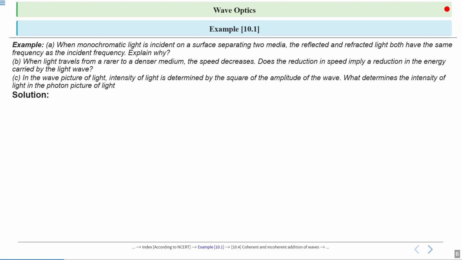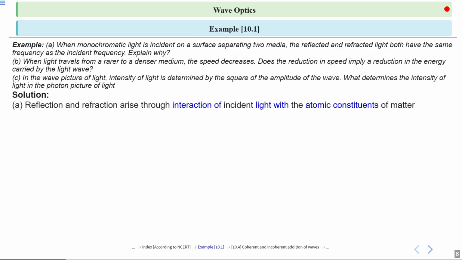And C part, in the wave picture of light, intensity of light is determined by the square of amplitude of the wave. So what is amplitude of wave? It is the maximum displacement of the wave. Intensity is determined by the square of amplitude of the wave. What determines the intensity of light in the photon picture? When we consider the particle nature of light, then which quantity determines the intensity of light? You have to identify that also. So let's see the solution.